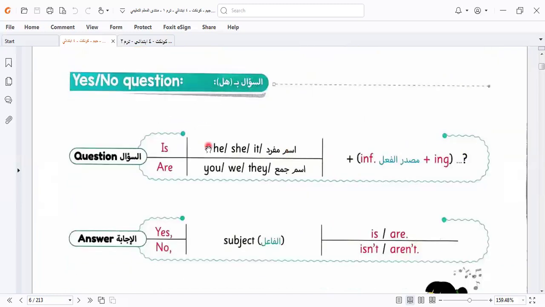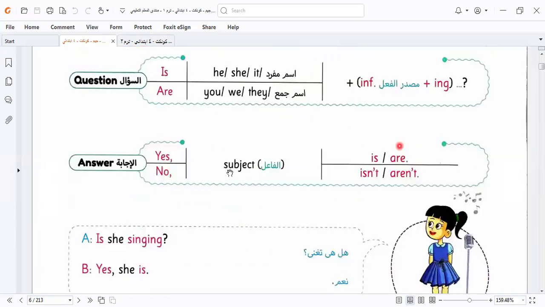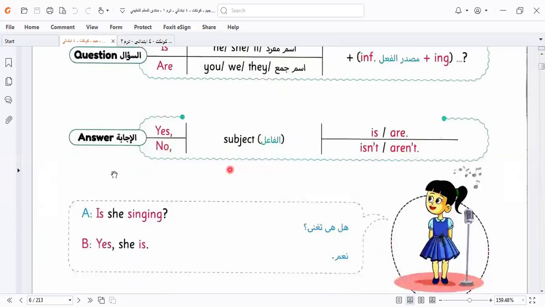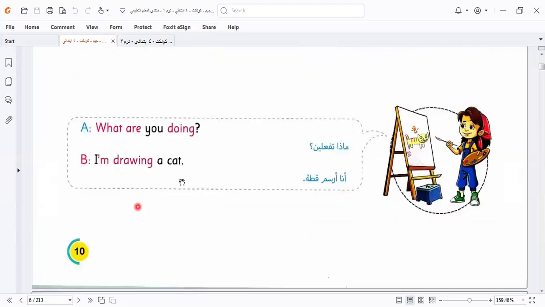When we have a yes/no question, we say is he, she, or it plus the verb with the ing form, like this. When you say, is she singing? Yes, she is. Okay, like this. What are you doing? I'm doing the cat.